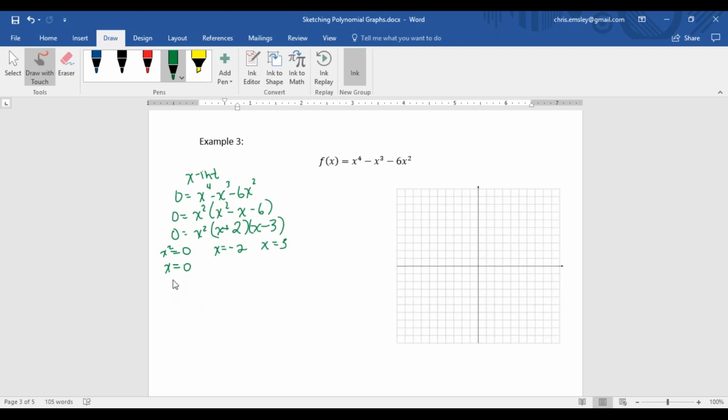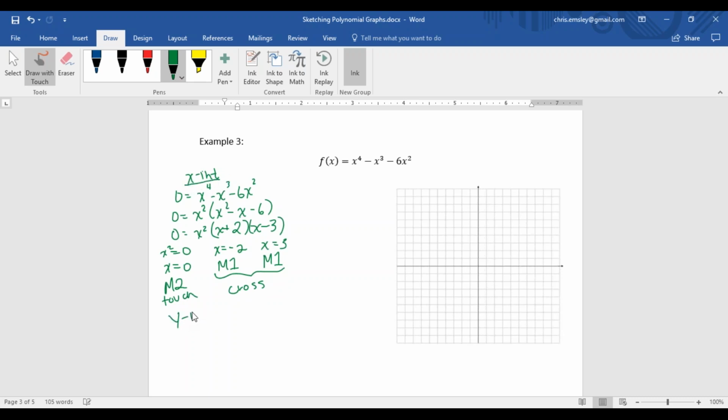Looking at multiplicity, this x equals 0 came from this factor that was squared. So 0 has a multiplicity of 2. X equals -2 came from this factor, which is just raised to the first power, so that's a multiplicity of 1. And x equals 3 came from our final factor that also only had an exponent of 1. So our graph is going to touch at 0, and it is going to cross at both -2 and 3.